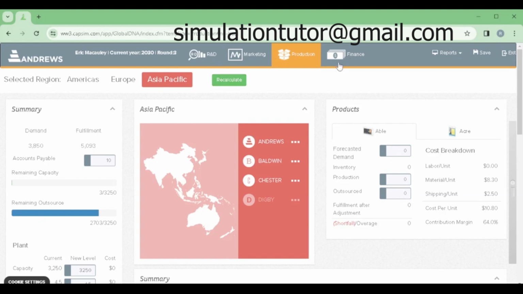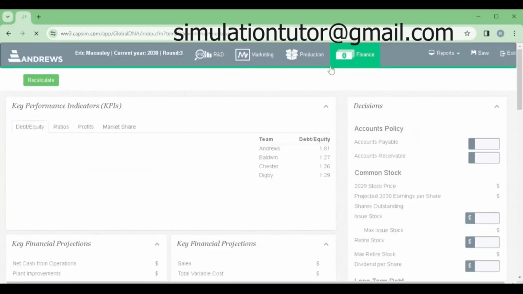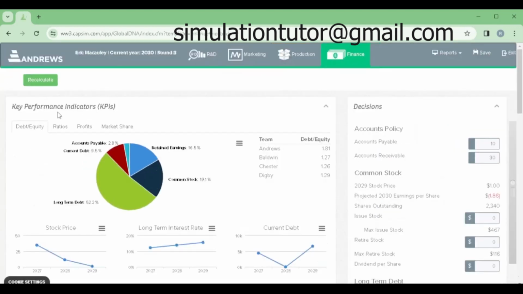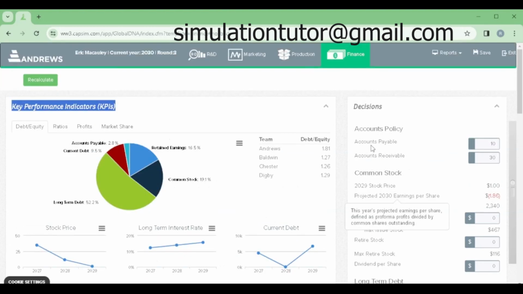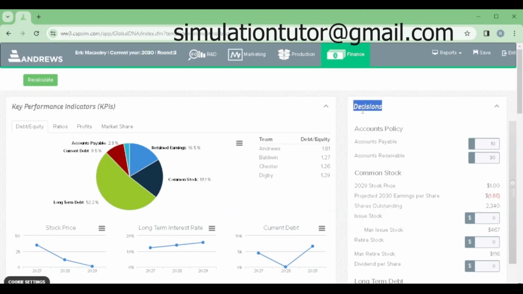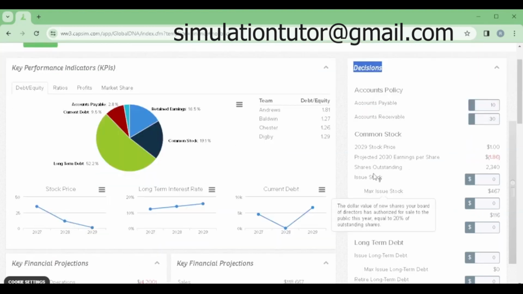The last department in CAPSIM is now the finance. Under finance, you can see that we have the key performance indicators, the pie chart as usual, the long-term debt, the retained earnings, the common stock, the accounts payable, all that. And then now decisions, where you're going to make decisions. First, decisions will be made under the accounts payable and the accounts receivable.